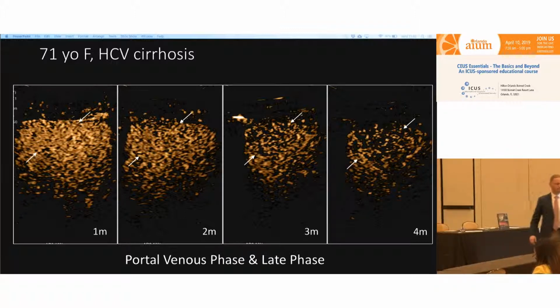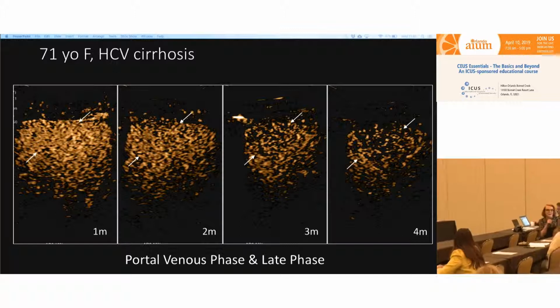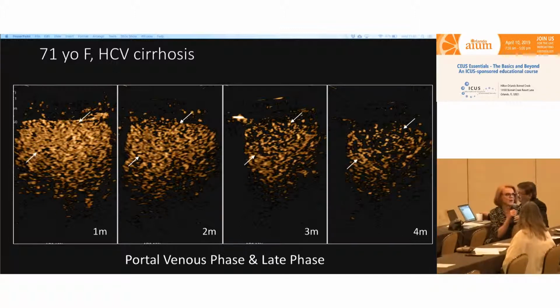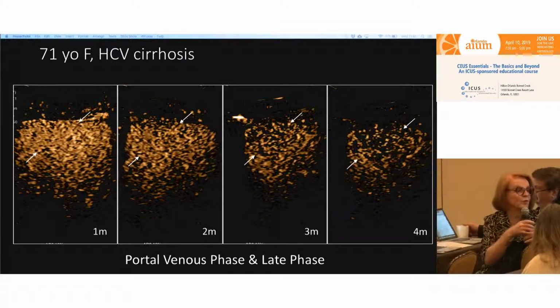Absolutely imperative, and so I remember way back when we started to do this, is that you have to always think what are the questions that you're asking yourself. And so if you know the answer to what does it do in the arterial phase, you don't need to look at that again. And especially because you burn off quite a bit of bubbles when you're scanning continuously.